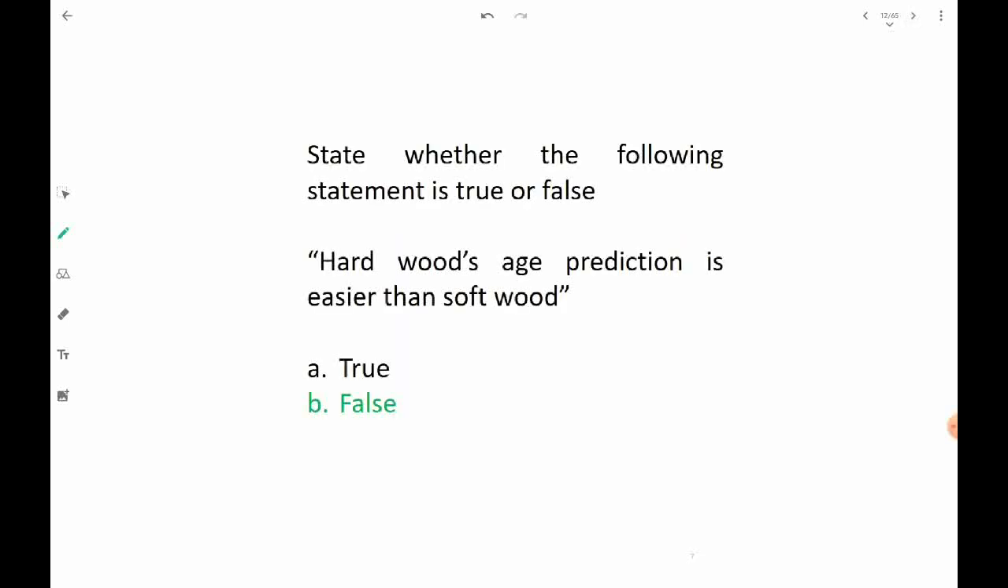State whether the following statement is true or false. Hardwood's prediction is easier than softwood. It is wrong.